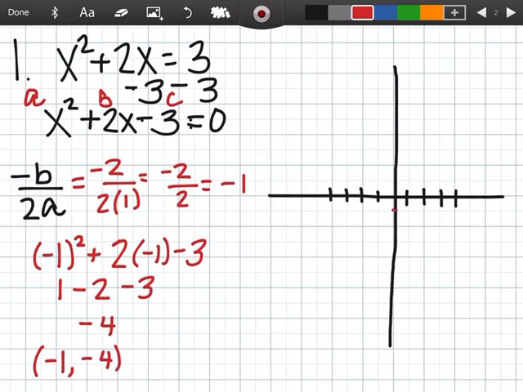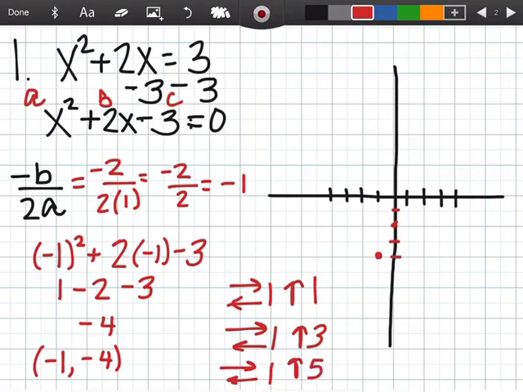So I'll go to negative 1, negative 4, and I'll plot the vertex. And then my standard movements are to go over 1, up 1, over 1, up 3, over 1, up 5. So from the vertex, I'm going to go right 1, up 1. From that point, I'm going to go right 1, up 3. And then from that point, I'm going to go over 1, up 5. And then from the vertex, I'm going to go left 1, up 1, left 1, up 3, left 1, up 5. And you're going, Miss Barrett, we already did this. Why am I doing this?